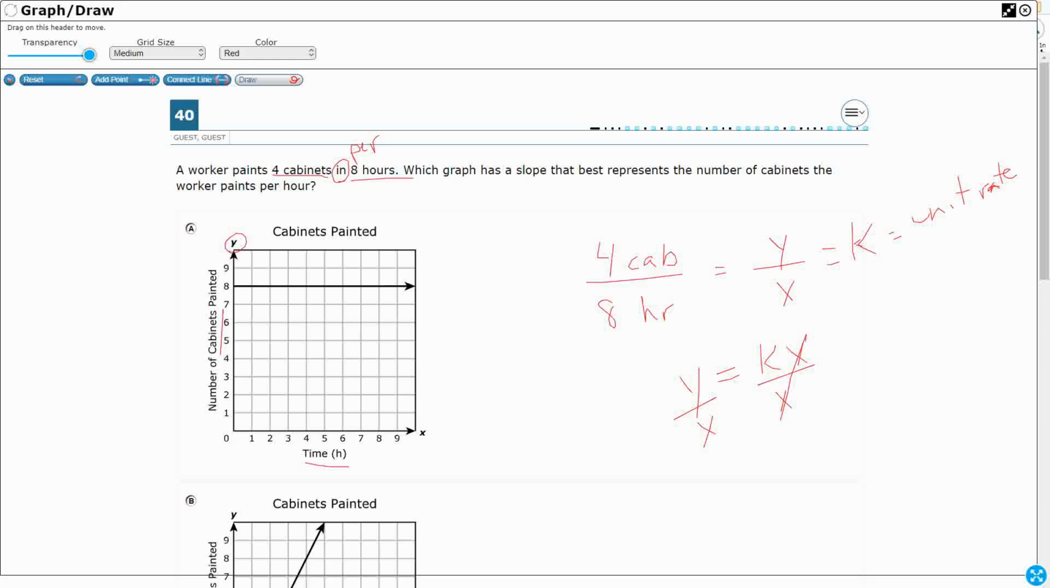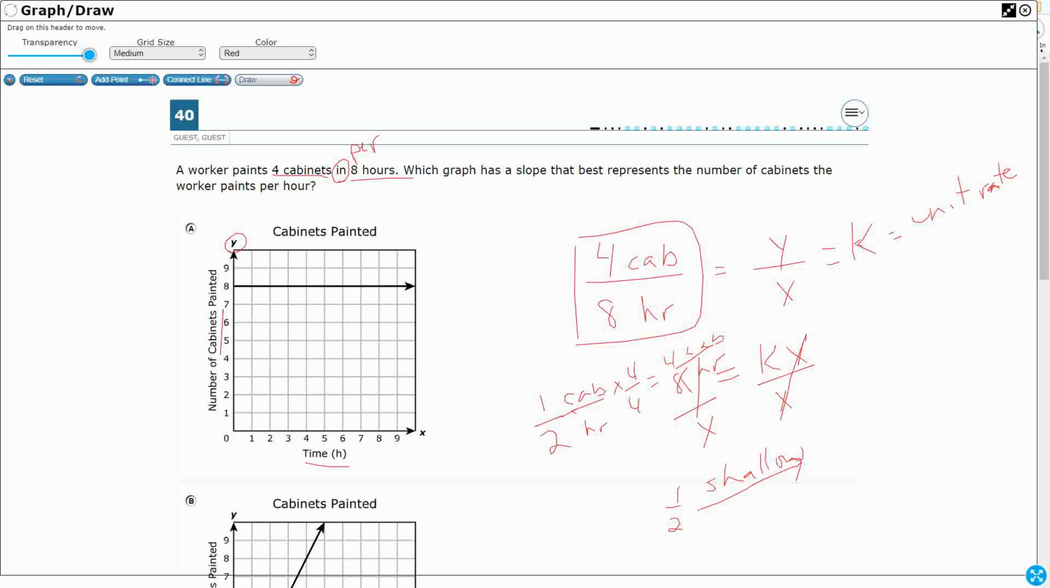And so we are looking for the graph that has this 4 over 8, which we can reduce to 1/2 if we needed to, right? One cabinet every 2 hours, right? Because if we multiply both by 4, you're going to get back up to that 4 cabinets every 8 hours. All right, so we're looking for a slope of 1/2. And so what do we know about 1/2? Well, 1/2 is positive, so it is going to be moving up and to the right. We also know that it's less than a whole, so it's going to be more of a shallow slope.